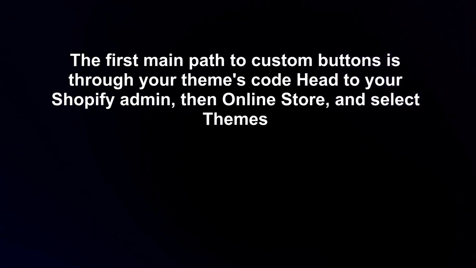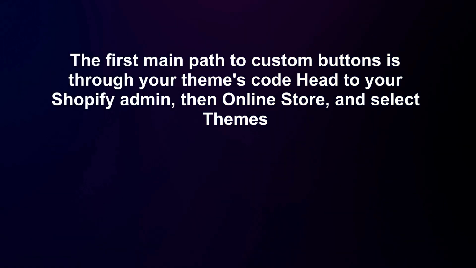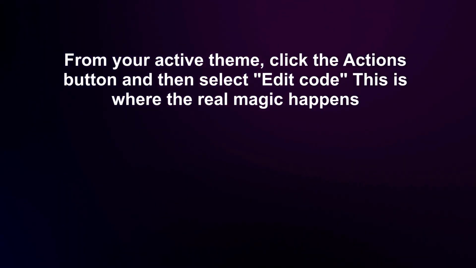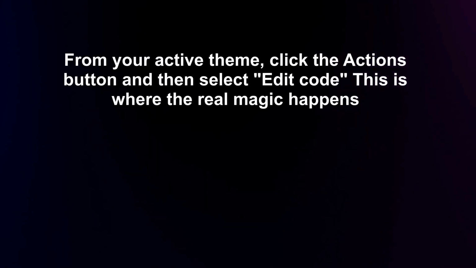The first main path to custom buttons is through your theme's code. Head to your Shopify admin, then Online Store, and select Themes. From your active theme, click the Actions button and then select Edit code. This is where the real magic happens.